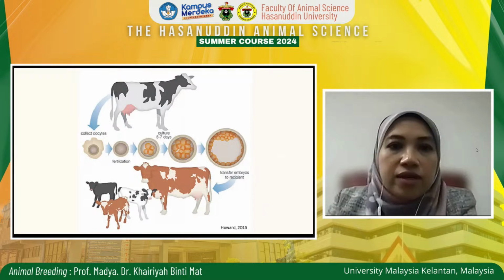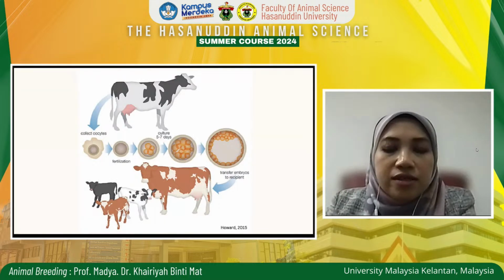Okay, so how is the embryo transfer? It is done by selecting one female donor, collecting the oocyte from the donor, and the oocyte will be fertilized and cultured until it grows up to 5 to 7 days, and then the embryo will be transferred into a recipient female.